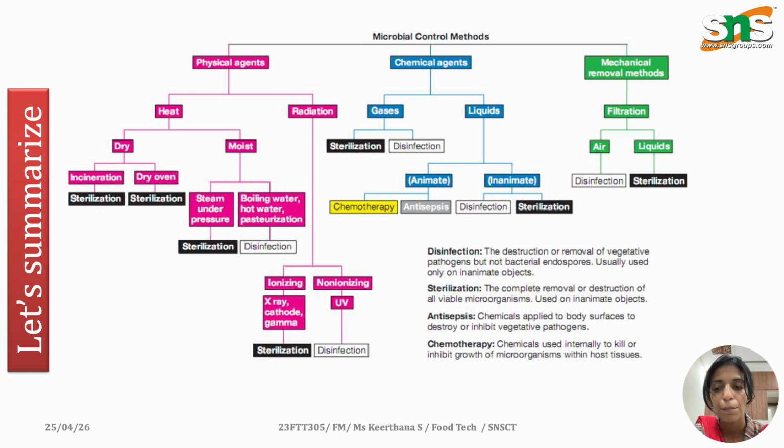Let's summarize. Microbial control is essential for food safety. Physical methods control microbes without chemicals. Chemical methods inhibit or kill the microbes. So both are used together in the food industry. Understanding this helps us design better preservation techniques.